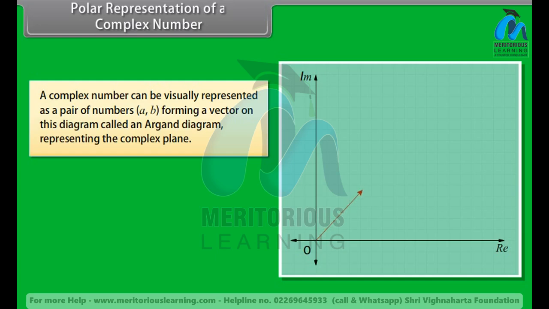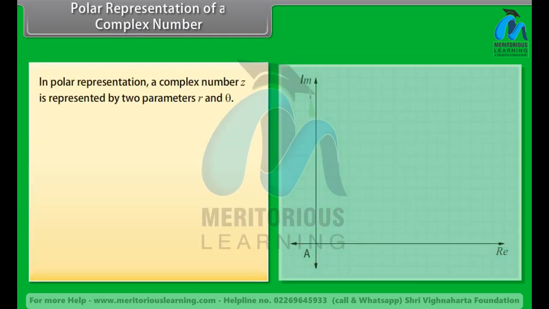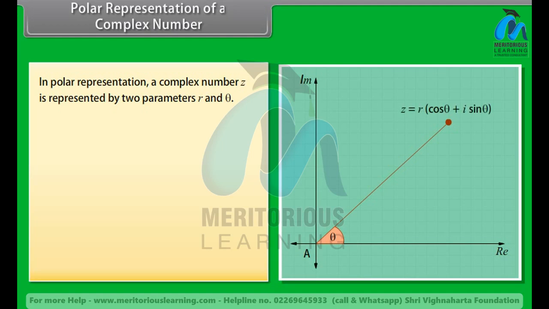A complex number can be visually represented as a pair of numbers (a, b), forming a vector on this diagram called the Argand diagram, representing the complex plane. RE is the real axis, IM is the imaginary axis, and iota is the imaginary unit, satisfying iota square is equal to -1.